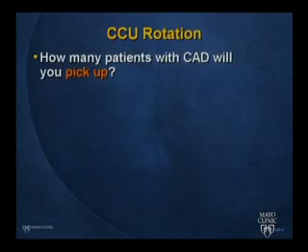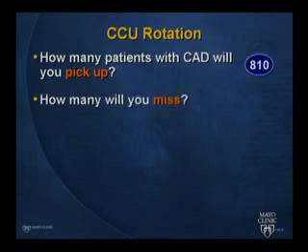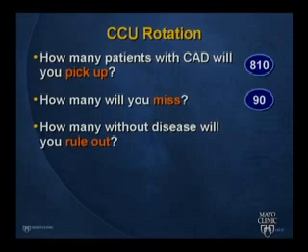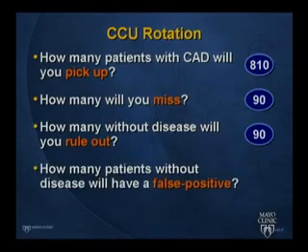So, of the 900 patients with coronary disease, how many will you pick up? What do we think? Anyone? 810 we pick up, which means that we will miss the other 90. Okay? This relates to sensitivity. Now, of the 100 patients without disease, how many will we rule out correctly? 90, because specificity is 90%. And in this case, the false positive rate will be the other 10 patients. So only 10 false positives this time.